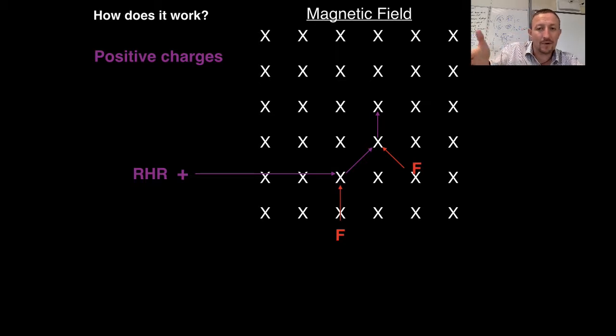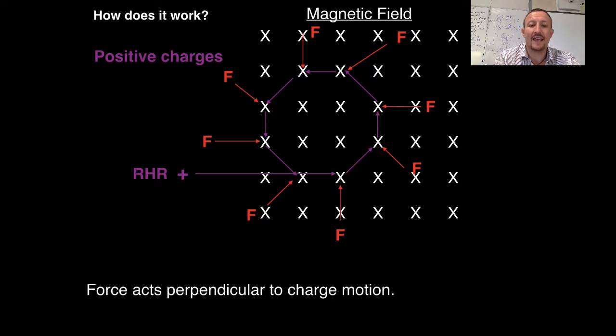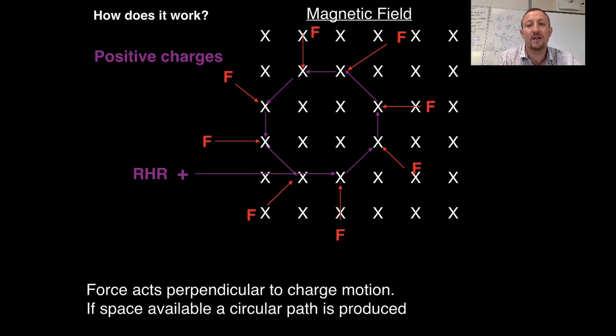Same thing: up, in, force, right to left, and so forth, until eventually I'm going to generate a full circle. And again, the force always acts perpendicular to the charge motion, and the result is it can produce a circular path. So if it now produces a circular path, we must be able to find an algorithm which is going to allow us to calculate those forces which are generated.